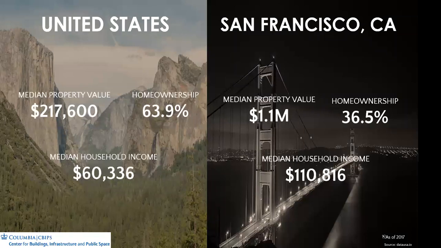All right, so coming back home, this is San Francisco. And as you can see, compared to the United States, which has about a $60,000 median household income, 63.9% home ownership, and a median property value of about $217,000, contrast that with San Francisco, which has double the median household income at 110% above, which most people think is great. That's double the national average. But if you look at the property value, it's super high. It's $1.1 million median property value. And the home ownership is much less at 36.5%. Next slide.